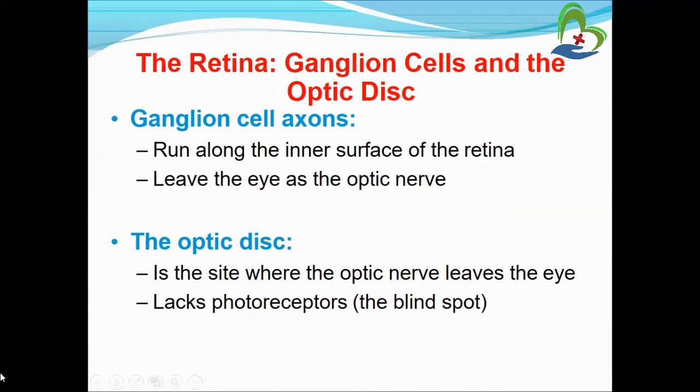As we discussed, the ganglion cells leave our eye as the optic nerve. Where the optic nerve leaves our eye, the optic disc is situated, and it lacks photoreceptors, that is, rods and cones. So it is known as the blind spot.